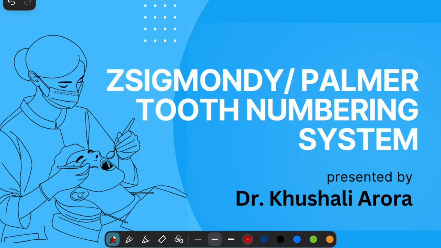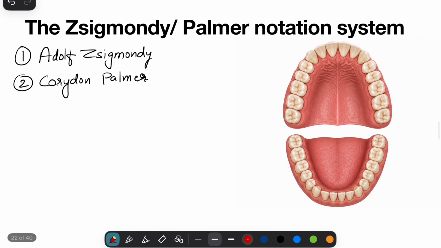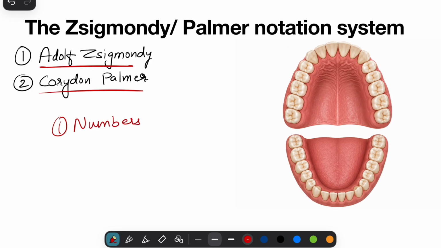Okay, so let's begin. This system was introduced by Adolf Zsigmondy, and then it was later modified by Corydon Palmer. As you can see here, Adolf Zsigmondy and Corydon Palmer, and that is why the system is called the Zsigmondy Palmer Notation System. This system identifies the teeth using the numbers or letters and the quadrant notation.